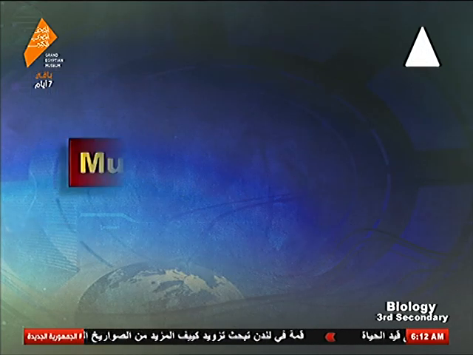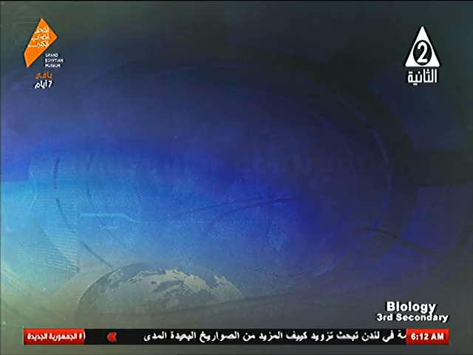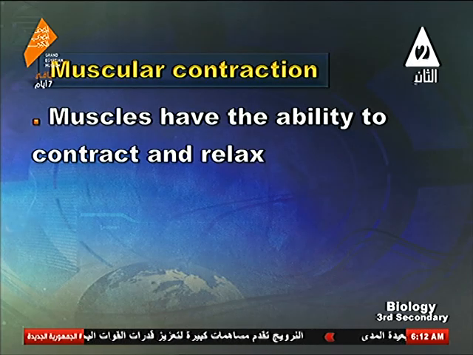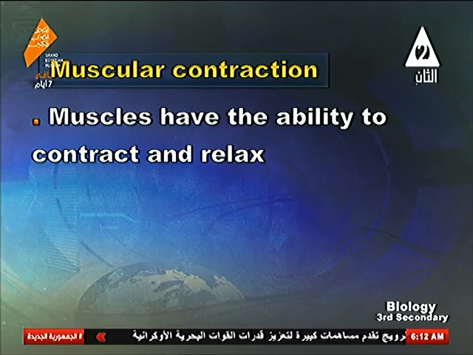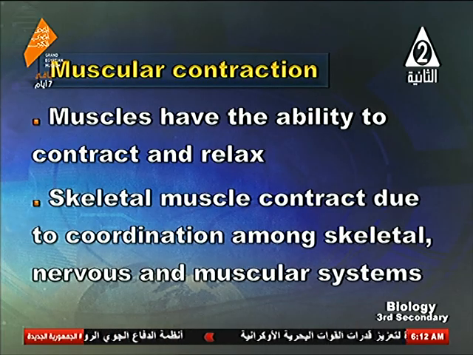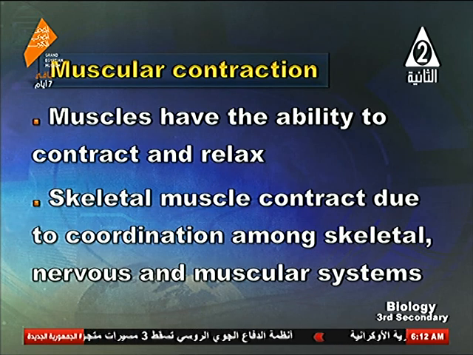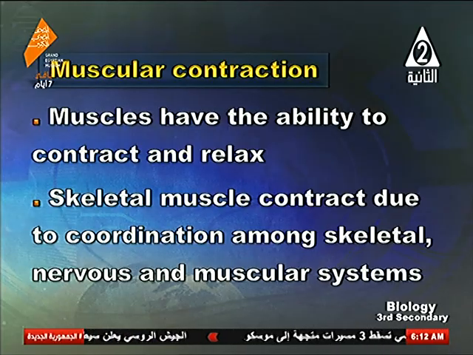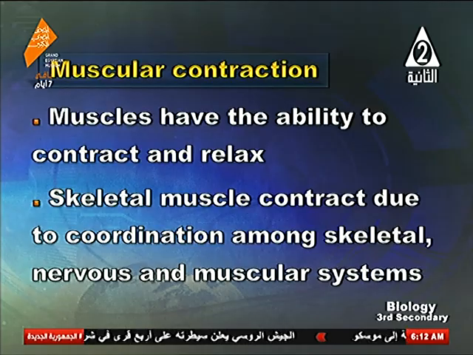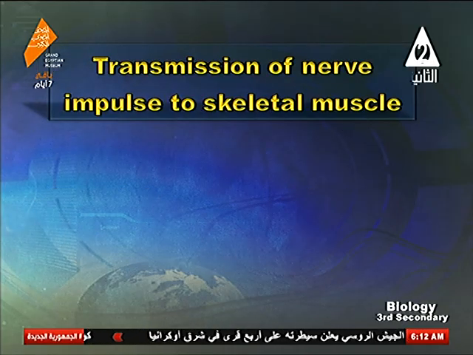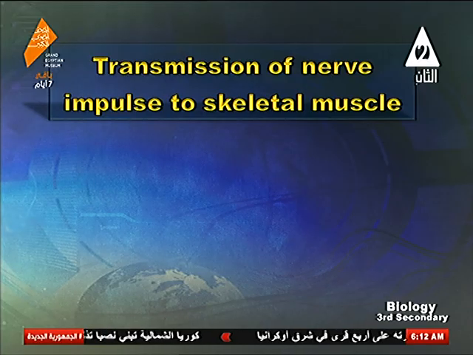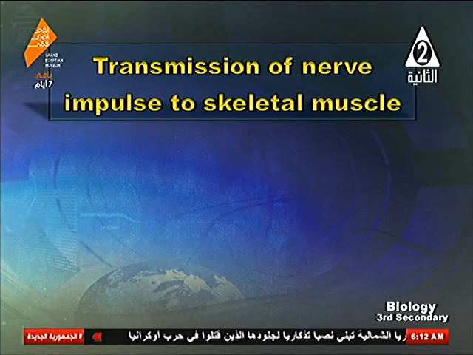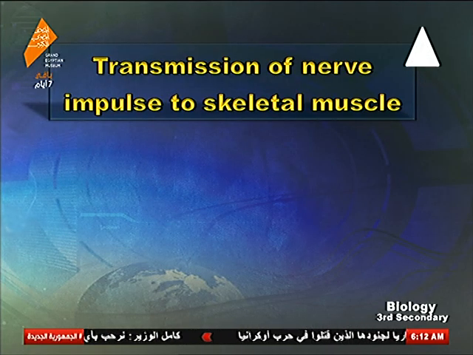How does the muscle contract? The muscle has the ability to contract and relax, as we said before. Any muscle in our bodies has the ability to contract and relax. Skeletal muscle, which is striated, voluntary, cylindrical, unbranched, and multinucleated, has this ability too, and this is due to coordination among the skeletal, nervous, and muscular systems. Let's see how the nerve impulse is transmitted from the nervous system to the skeletal muscle.